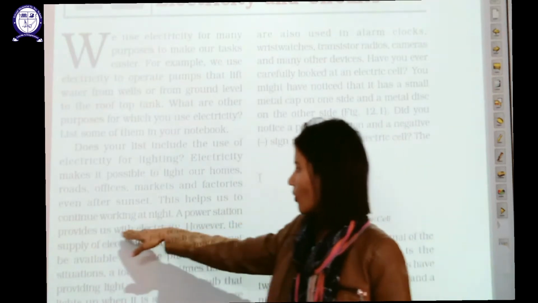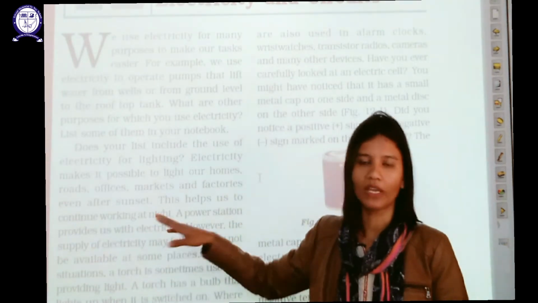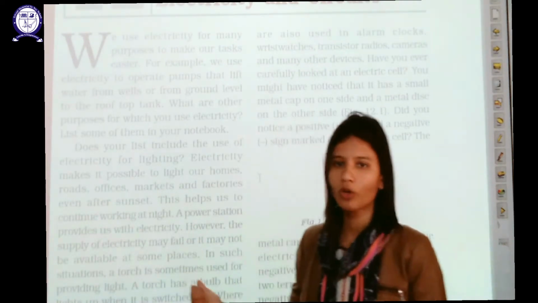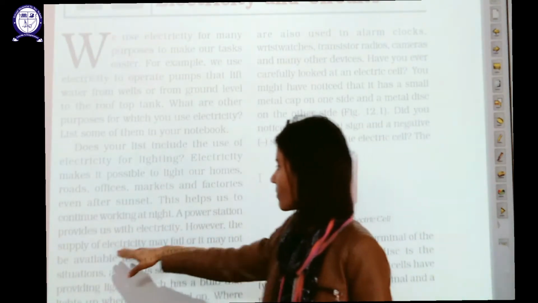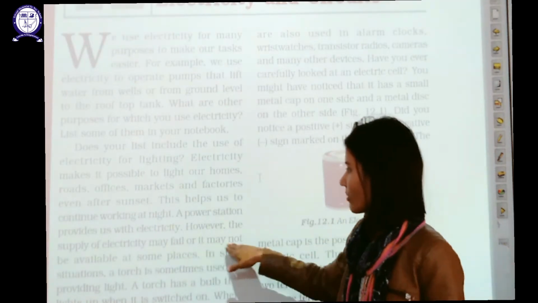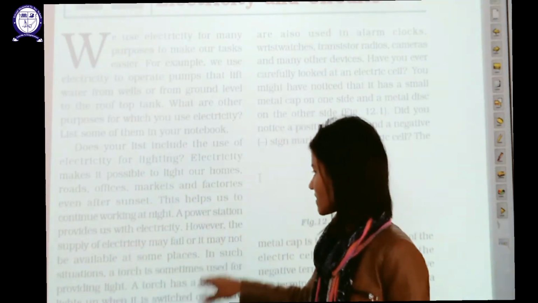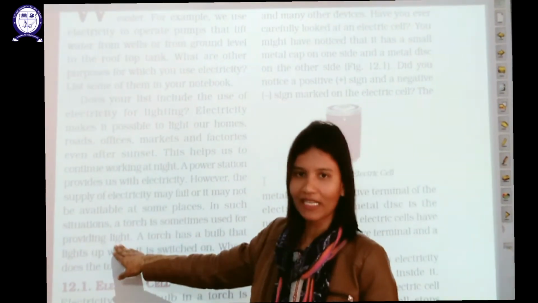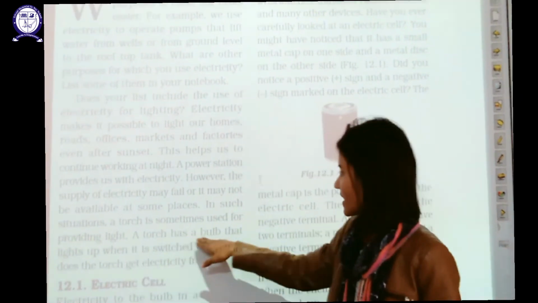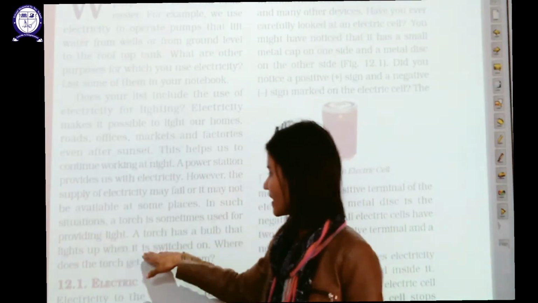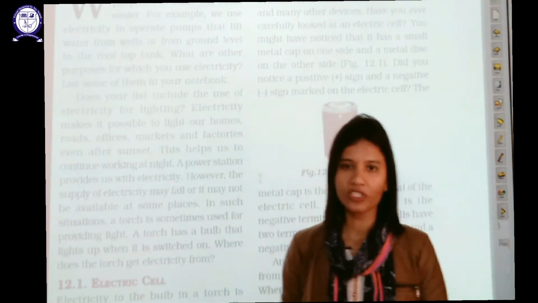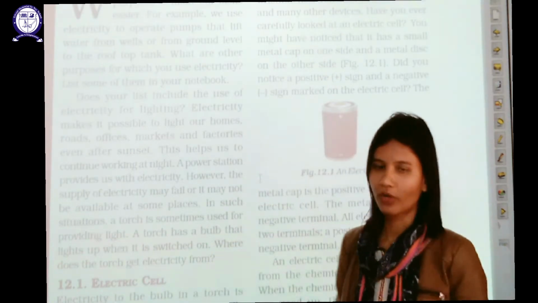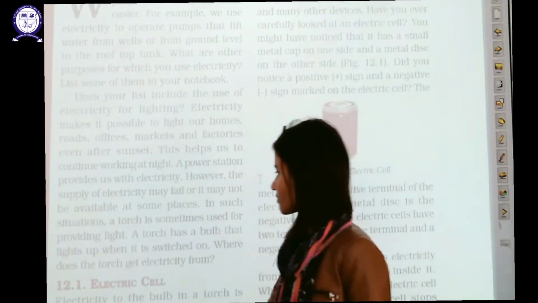A power station provides us the electricity. So what is the source of the electricity which is coming to your home? The source is the power station. However, the supply of electricity may fail or it may not be available at some places. In such a situation, a torch is sometimes used for providing light, okay. A torch has a bulb that lights up when it is switched on. So a torch has one switch, and when we switch it on, the bulb in the torch will glow.